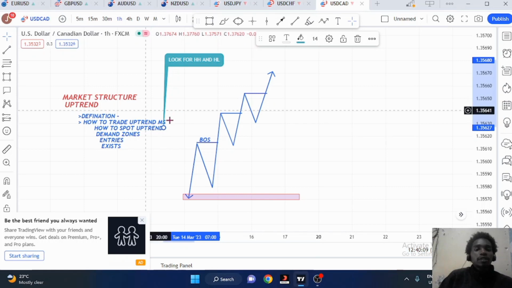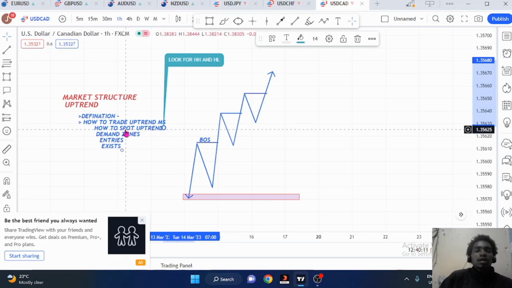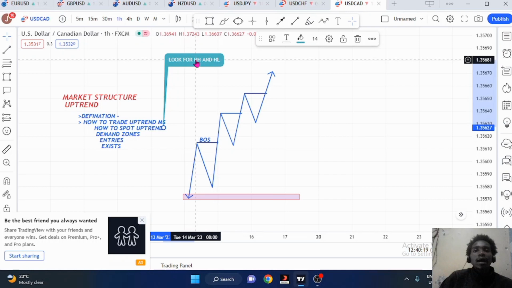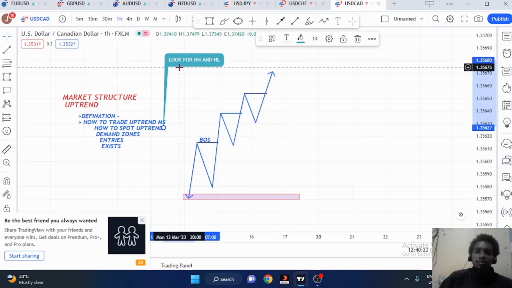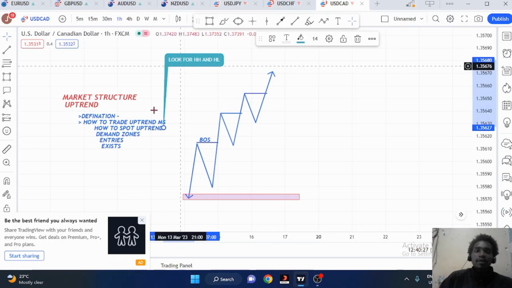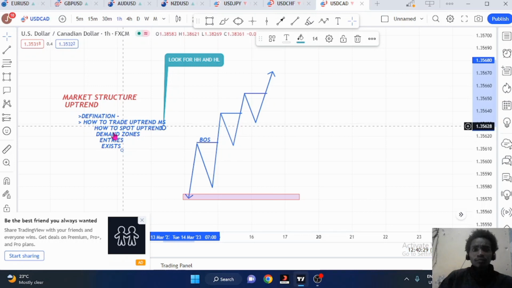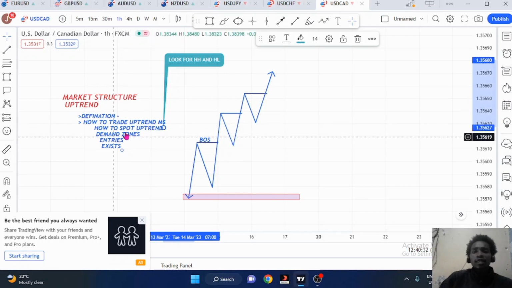All right, that is now how to spot an uptrend market. For you to spot an uptrend market, you have to look for higher highs and higher lows. That's the only way you can be in a position to identify an uptrend market. Now, you have to know another thing.